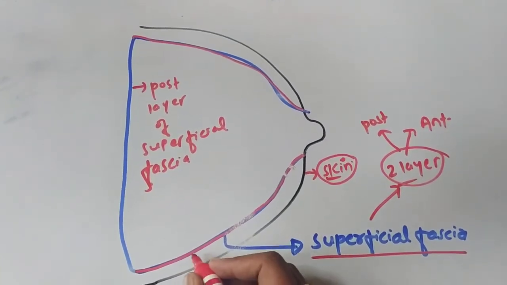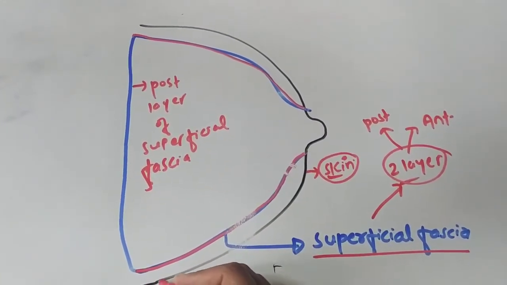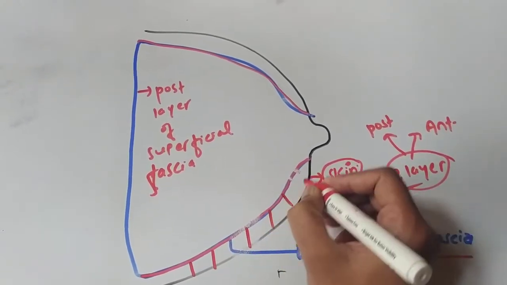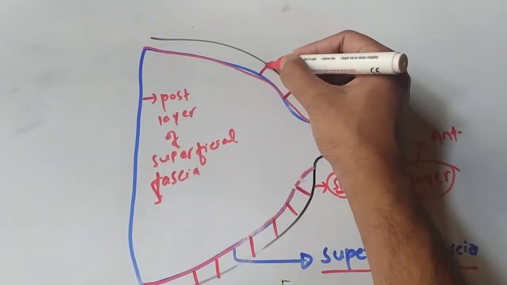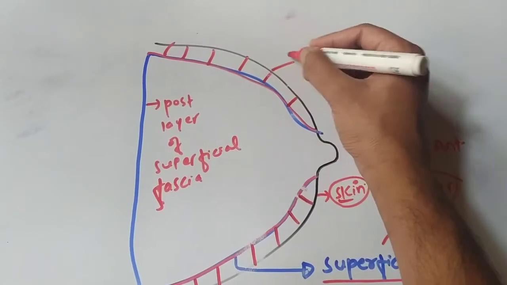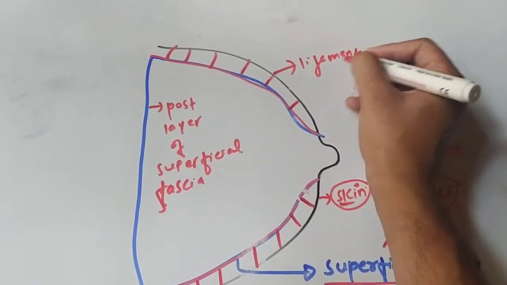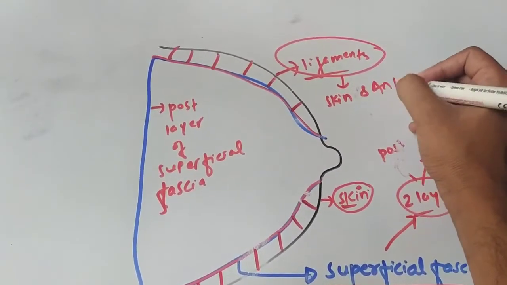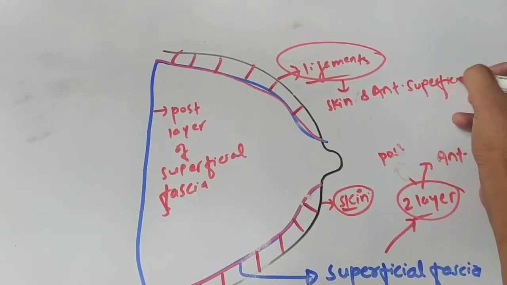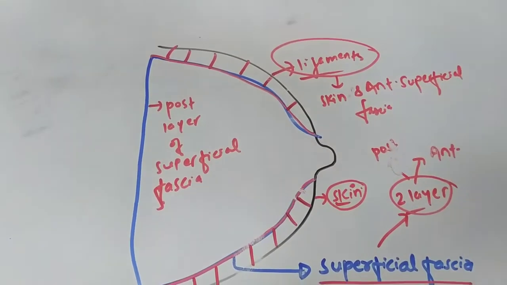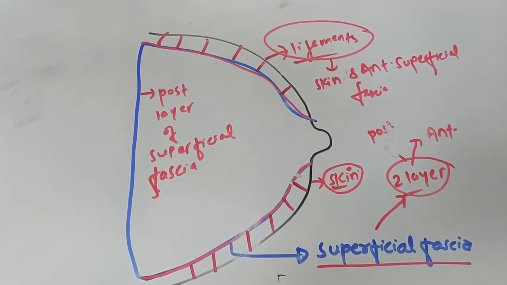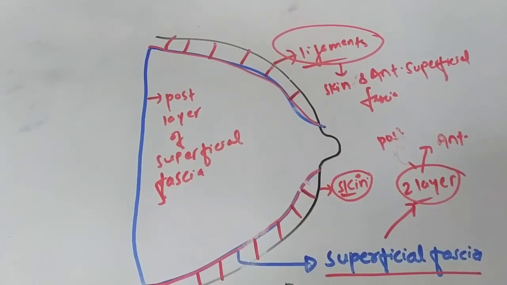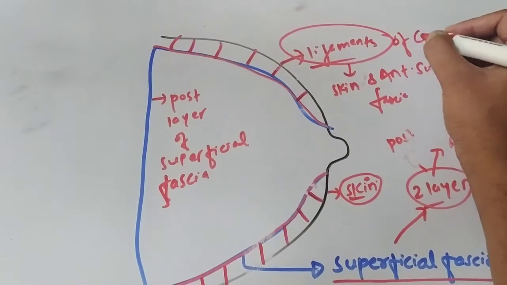Now the anterior layer of the superficial fascia is attached to the skin by ligaments at different places. In red color I am showing the ligaments. These ligaments are connecting the skin and the anterior superficial fascia, and these anterior ligaments are known as the ligaments of Cooper.